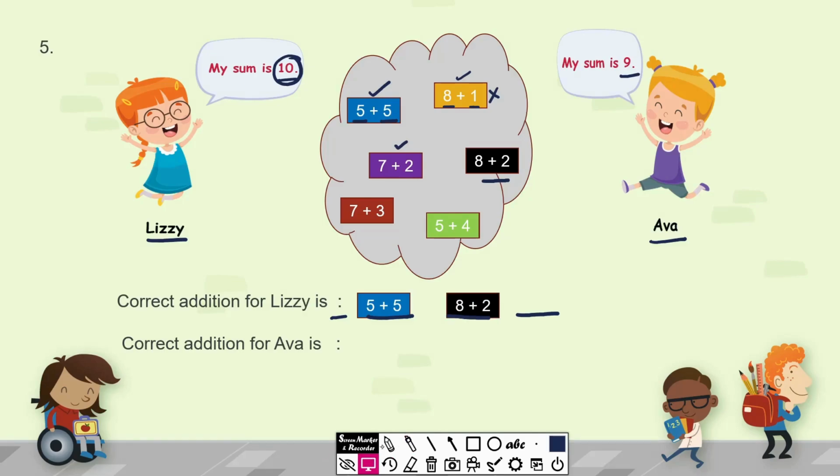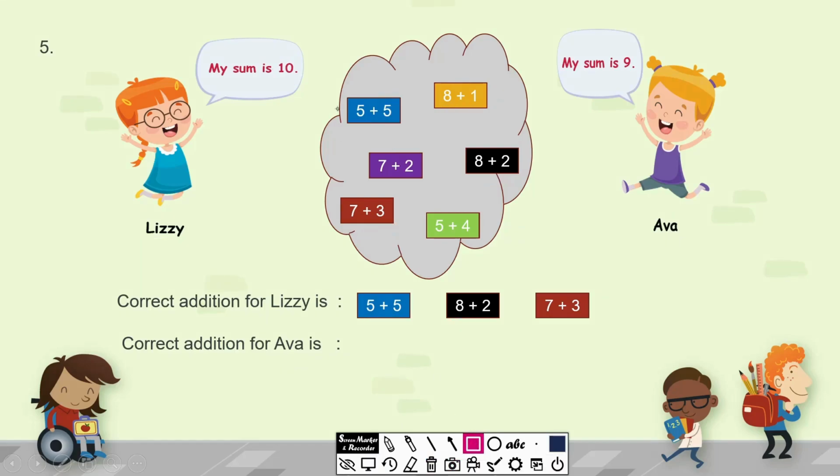I love you all. Come on. 7 plus 3 is equal to 10. Right, so we'll write this also here. 7 plus 3 is equal to 10. Okay. Very nice. Now, let's do it for Eva.